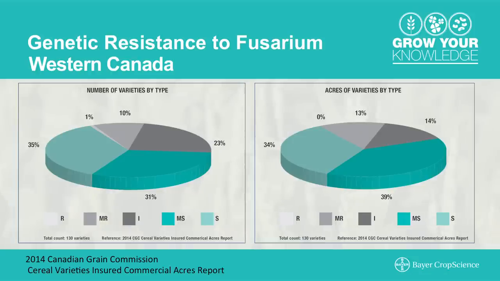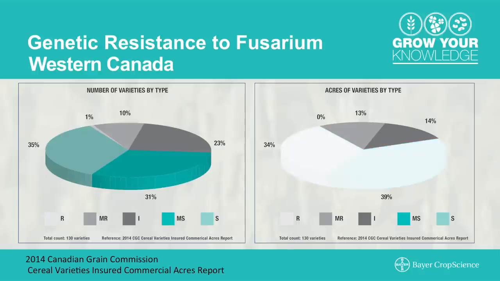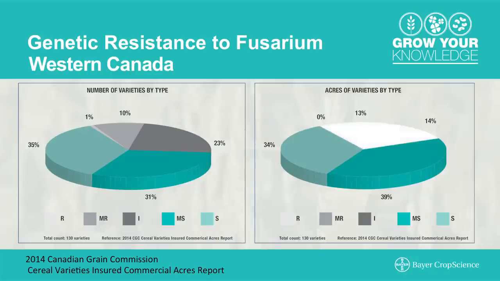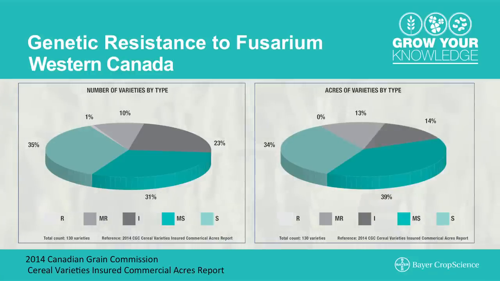The chart on the right looks at the acreage of these varieties. And as you can see, over 3/4 of the acreage in Western Canada is either rated susceptible or moderately susceptible to Fusarium head blight. And basically 1/4 of the market would be listed as an intermediate or moderately resistant to Fusarium head blight. When you break it out by individual regions, we see some differences.